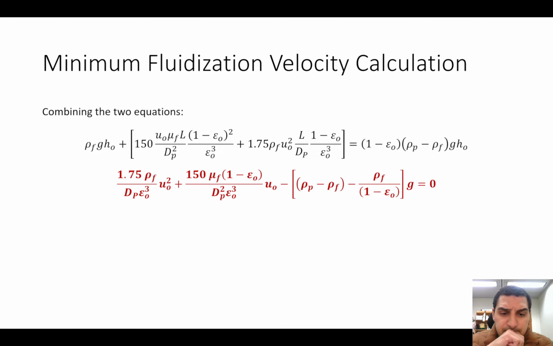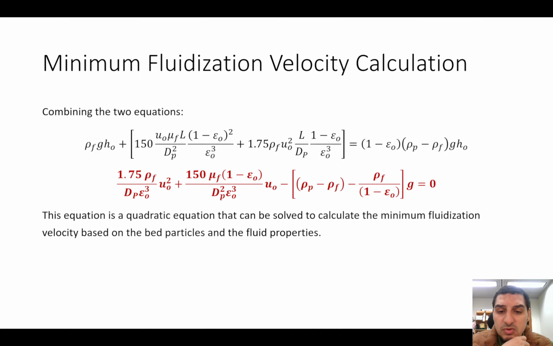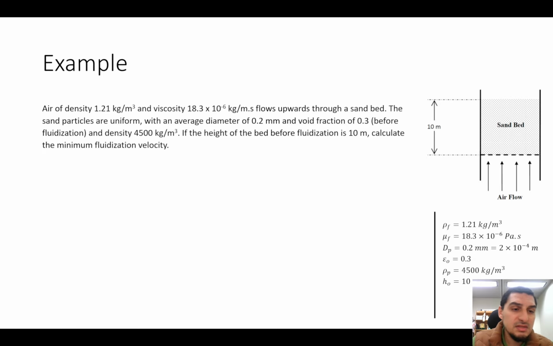Anyway, this is the equation that we use to calculate the minimum fluidization velocity. And as you see, it's a second order polynomial equation in U node. So this is why we will get two roots, and since this is negative and this is positive, one root is negative and one is positive, and the positive value of the velocity is what we consider. So let's just check this case.